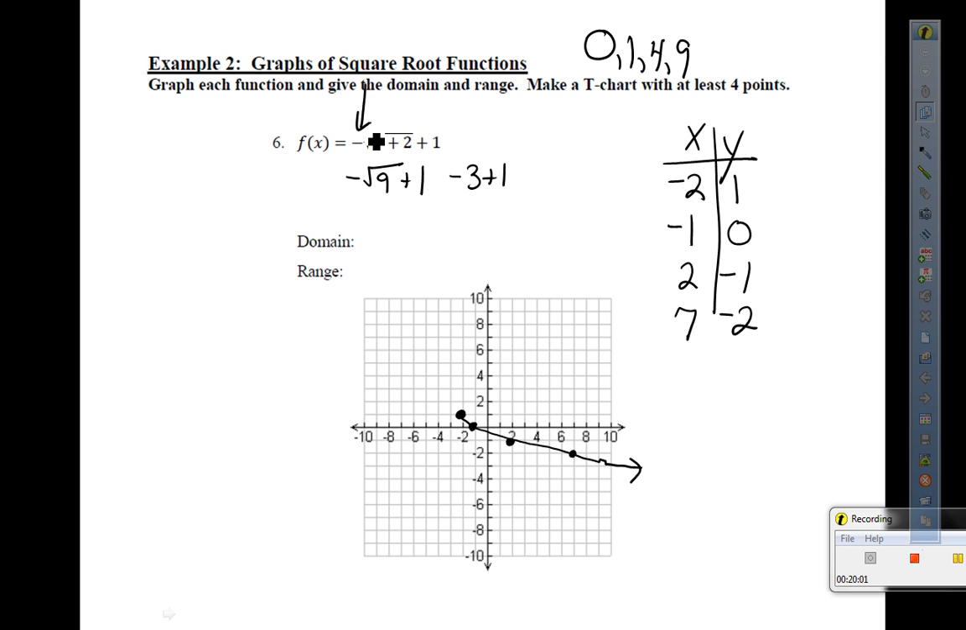Hey, domain and range though, we can still get that. My x value starting at -2, but it's going to the right. My range started up here at 1, but it went down. So my range is -infinity to 1. Bracket on the 1, parenthesis on the infinity.